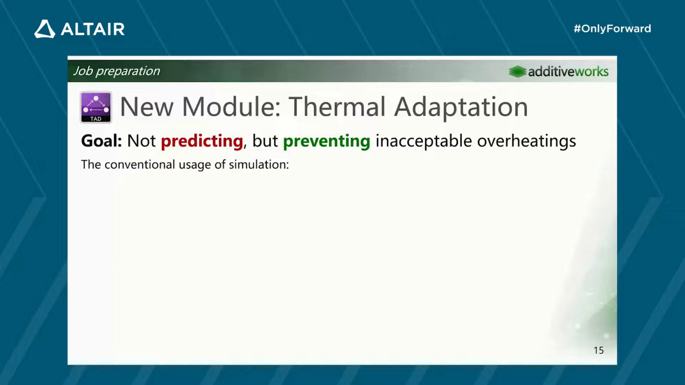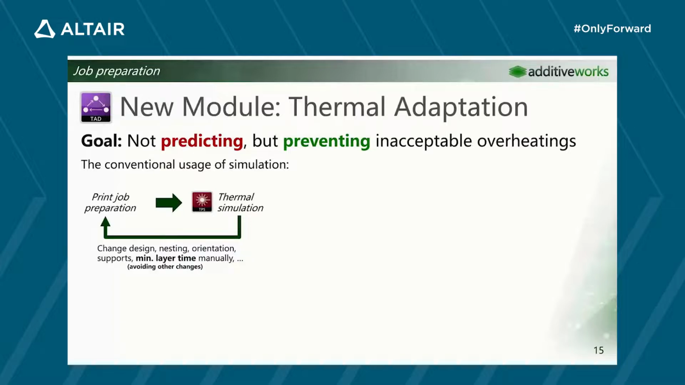But the conventional usage before, also including simulation, was more like you have a print job preparation, you run the thermal simulation, and then you loop back. And then you can change the design, you can change the nesting, like adding more parts or other parts. You can change orientation to have better heat conduction, and you can change the supports. And you could also change the minimum layer time. So you could add a waiting time to avoid other changes. And then the machine is basically just waiting for cool down, but you can achieve thermal stability. So we can check this with the simulation. And once it's good, we go to manufacturing.